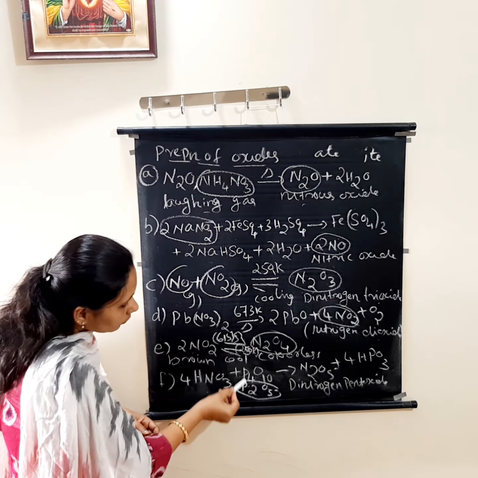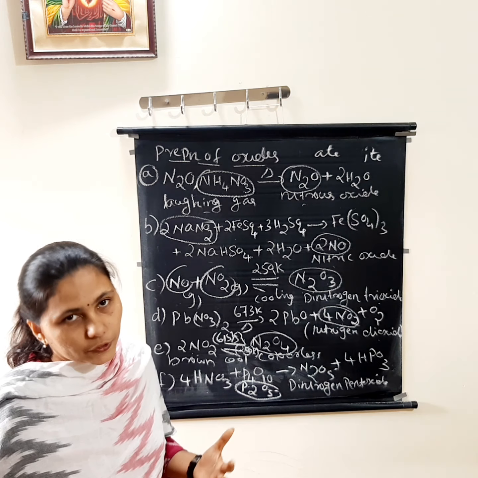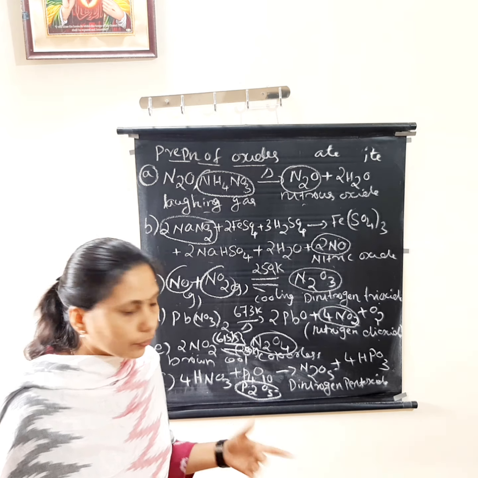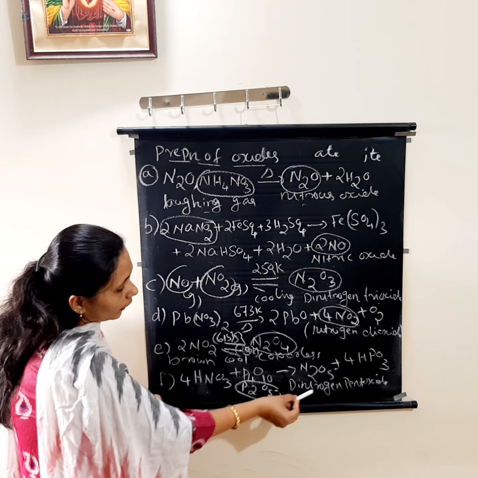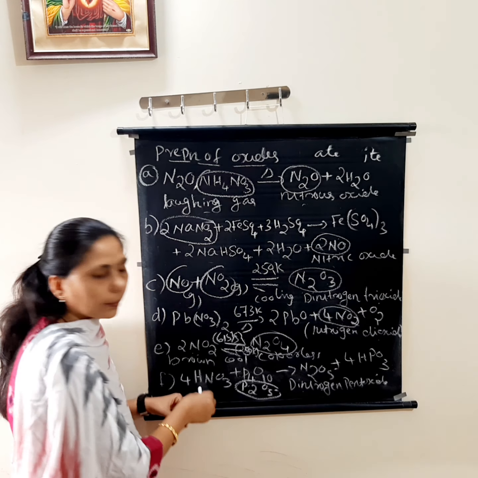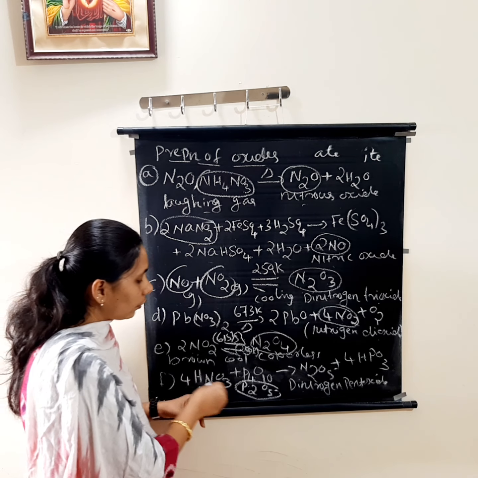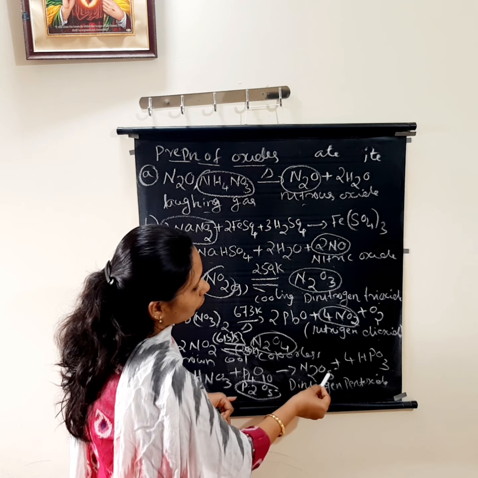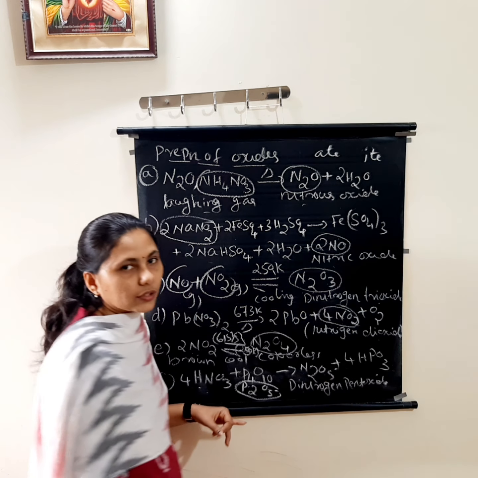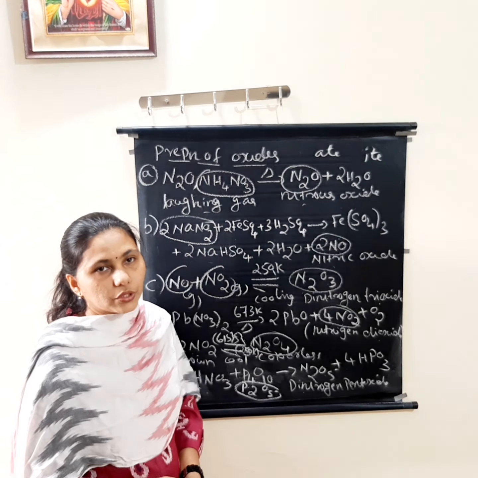P4O10 is also known as phosphorus pentoxide, because it is a dimer of P2O5. So N2O5, dinitrogen pentoxide, is prepared by the dehydration, means removal of water, of nitric acid using phosphorus pentoxide. We will get N2O5 plus 4 HPO3. So that is about the preparation of oxides of nitrogen.